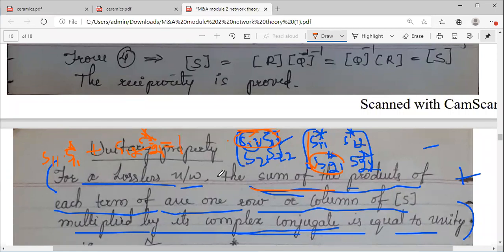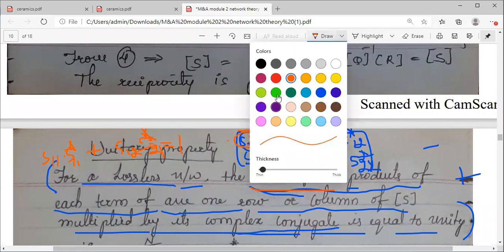I'm giving you one example of a two-port network. This can be applicable for an n-port network, a multi-port network. So we will generalize this statement. This I have given you for a simple two-port network. Suppose you want to take the second row.